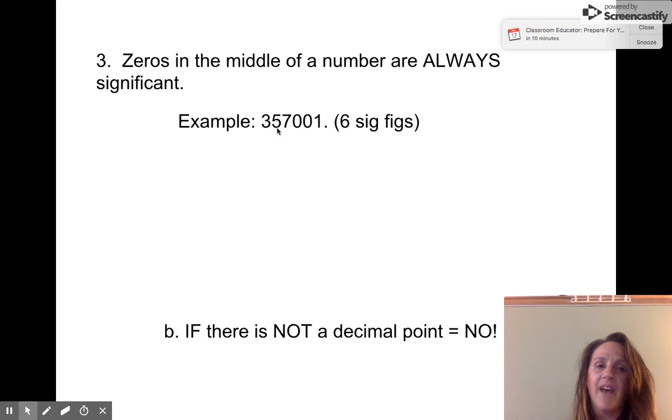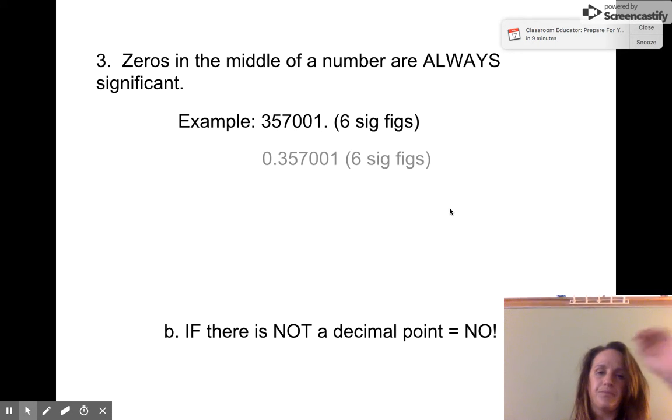So 3, 5, and 7, all not 0, so they would count. These 2 zeros are both in the middle of a number, so they would count. And this 1 is not 0, so it would count. So we would have 1, 2, 3, 4, 5, 6 sig figs.